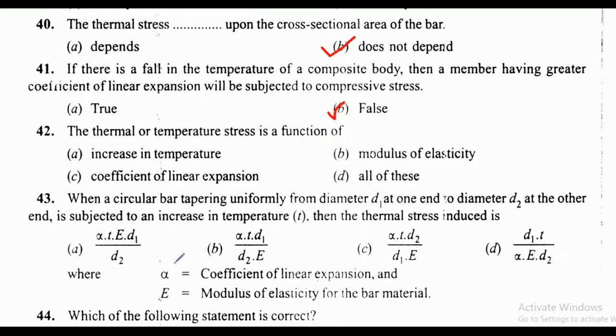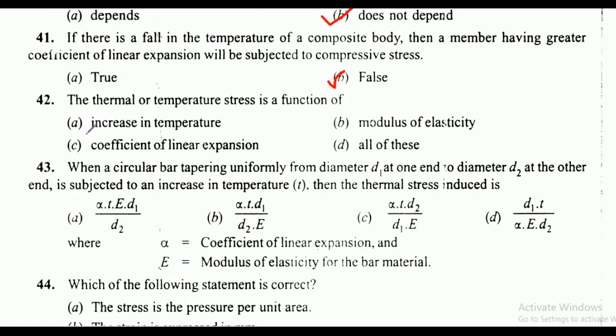Next is question 42. The thermal or temperature stress is a function of, here friends, these are the options, and here correct answer is option D, that is all of these. So here friends, the thermal or temperature stress is a function of increase in temperature, modulus of elasticity, and coefficient of linear expansion.